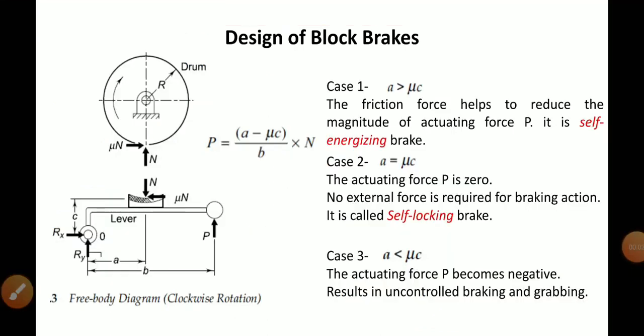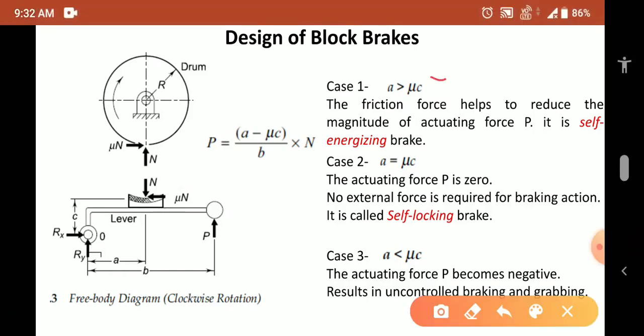Now we will see the 3 different cases. Case 1: when A, the distance of this lever to this center, is greater than mu C, this force P will be some positive force. So this effort or actuating force is some positive amount, which helps to reduce the magnitude of the actuating force P. This type of case is called a self-energizing brake.